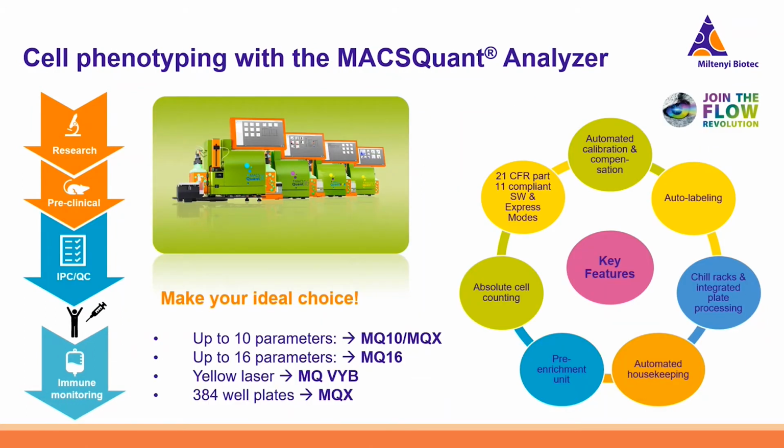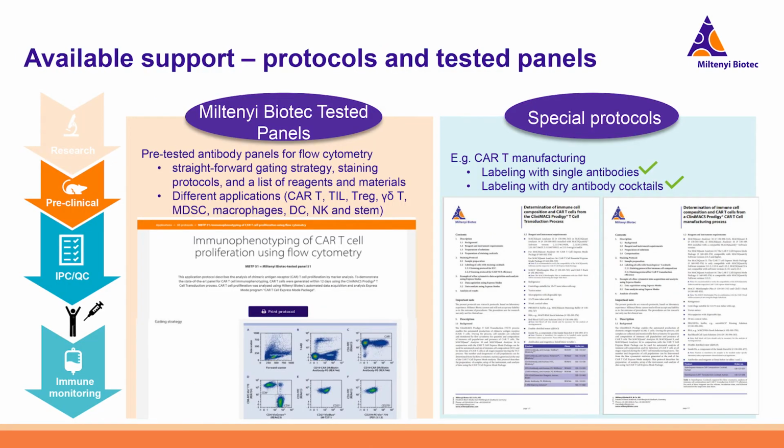Then I would like to move to the next topic, which is cell phenotyping done by flow cytometry. And we have our MACSQuant family for that, which can be used in all different phases from research really to immune monitoring. And for the different phases, we have our different models, all of them having different benefits. We also love to support you with our protocols.